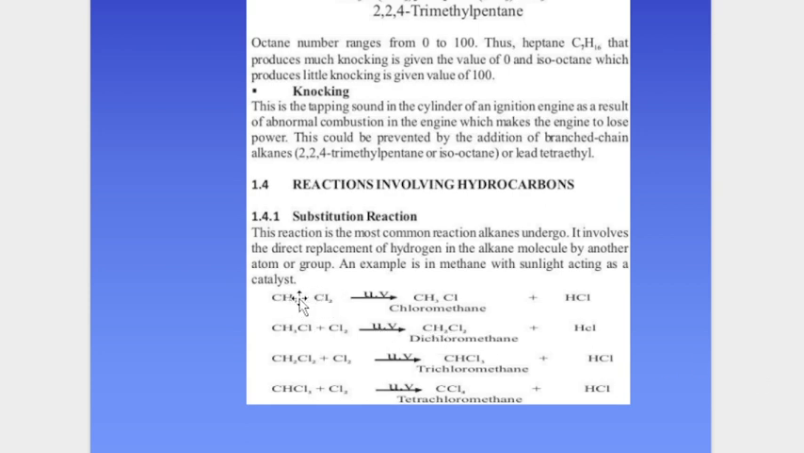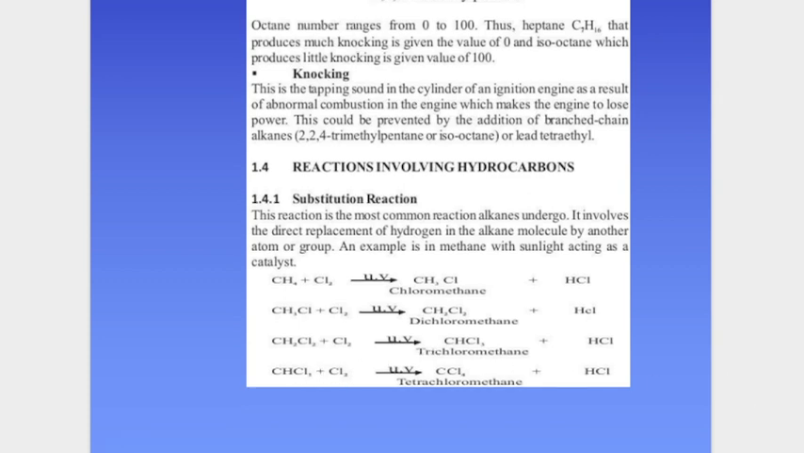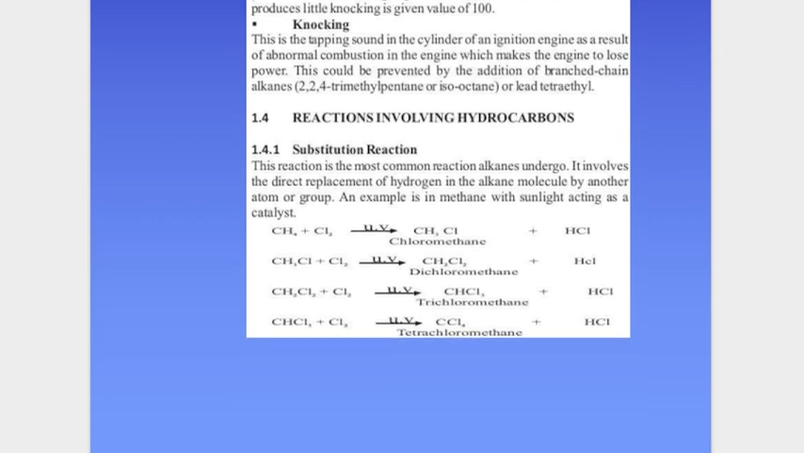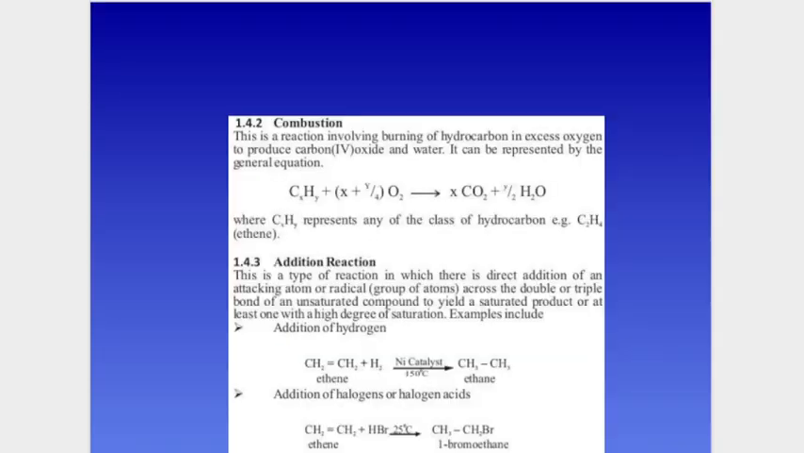When one of the chlorine atoms attacks, it replaces one of the hydrogens and you have C3Cl. Then the hydrogen that left will combine with the remaining chlorine and then you have HCl. Same thing applies until all the hydrogen atoms are basically replaced. So that's that. Substitution is basically replacement. So when you think substitution, think replacement.